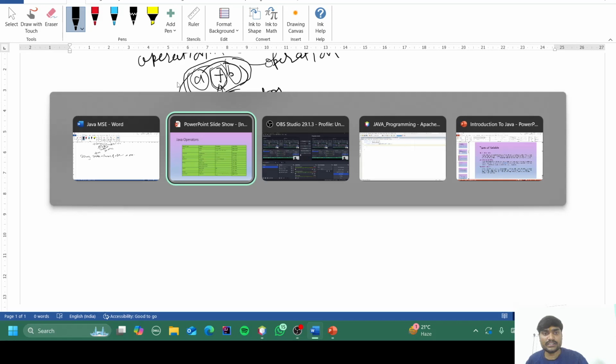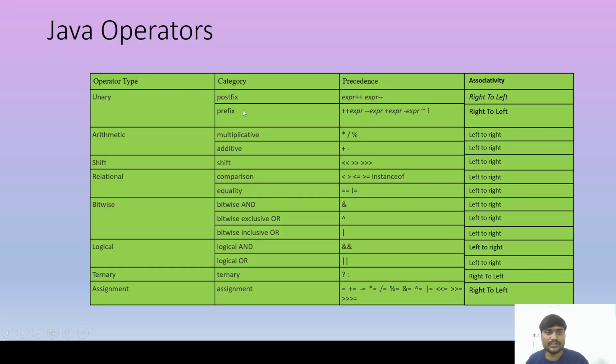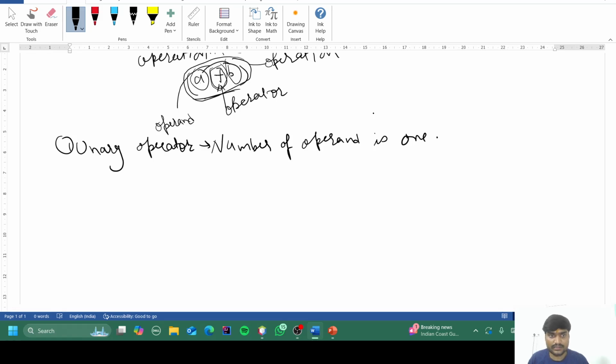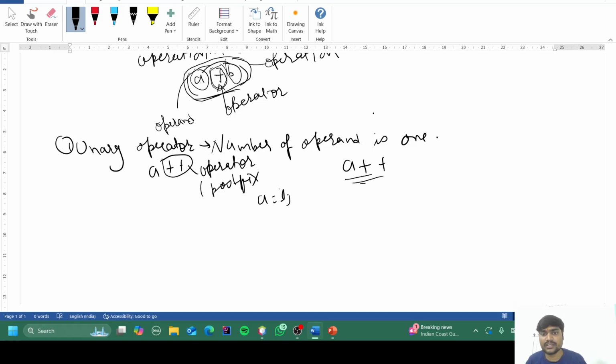So you can see here there are many unary operators. The first one is postfix, and you can see here the prefix. There are two kinds of unary operators. Postfix means this plus plus, that means a plus plus. So this plus plus is the postfix operator. So now what does it mean to be a plus plus? Now suppose a is equal to 1, then we have to do a plus plus.